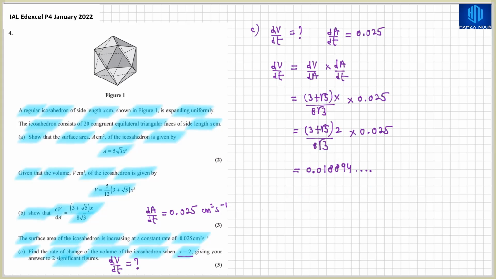And since we are required to give our answer correct to two significant figures, therefore we are going to say that dV over dt is equal to 0.019 centimeter cube per second. This is supposed to be our final answer correct to two significant figures. So this was part C. So this was question number 4 of the International A-Level Edexcel P4 January 2022 paper.